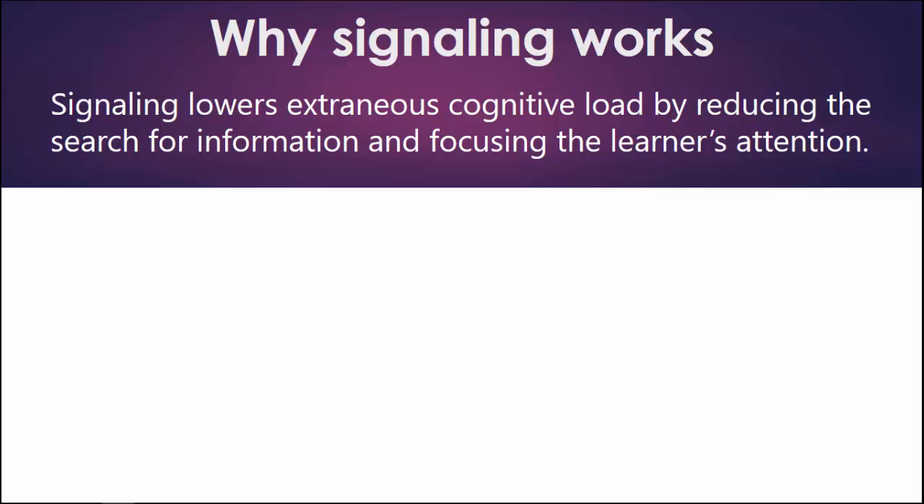According to Mayer and Fiorella, the cognitive theory of multimedia learning states that learners can focus more on processing essential material in working memory and less on all the extra material or trying to sort out what's important and what's not. It's important for them to be able to focus and use their cognitive processing on the essential information.